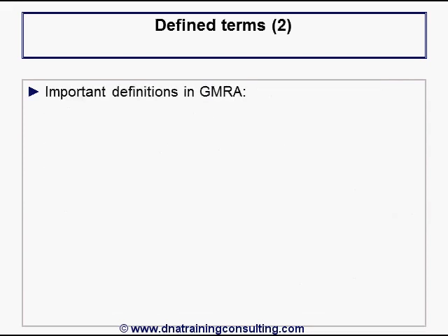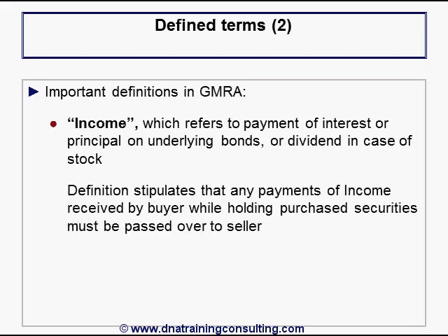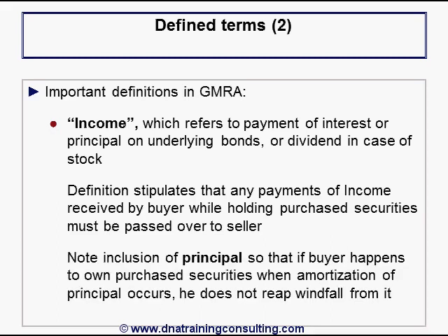We note in addition the following important definitions in the GMRA. Income, which refers to a payment of interest or principal on the underlying bond or dividend in the case of stock. This definition is used in Section 5, which stipulates that any payments of income received by the buyer while holding the purchased securities must be passed over to the seller. Note the inclusion of principal, so that if the buyer happens to own the purchased securities when an amortization of principal occurs, he does not get to reap a windfall from it.